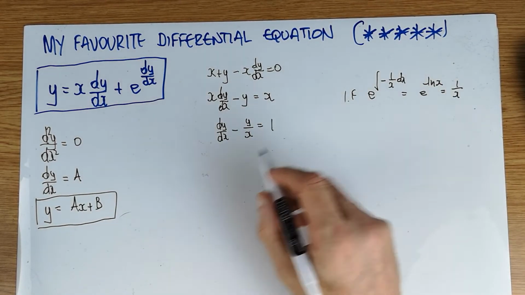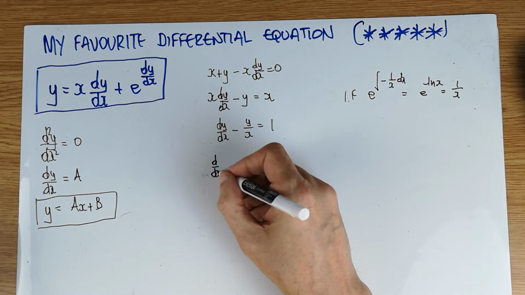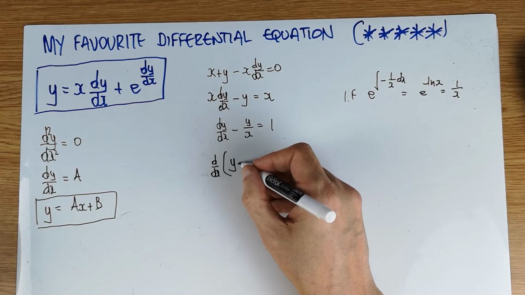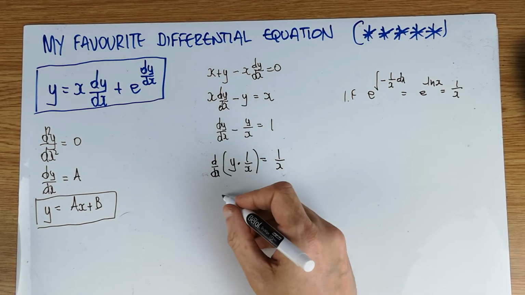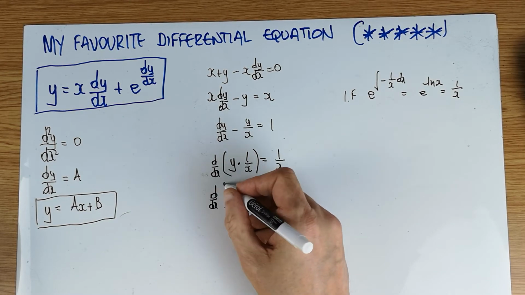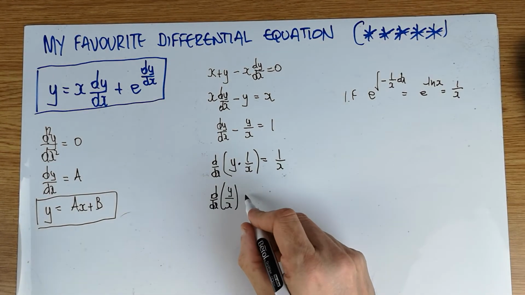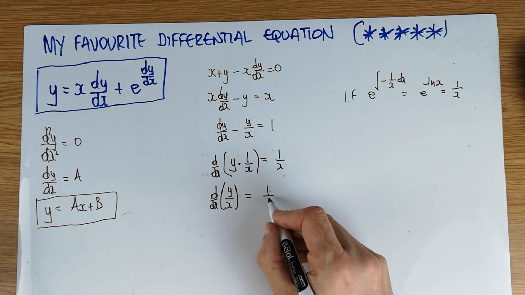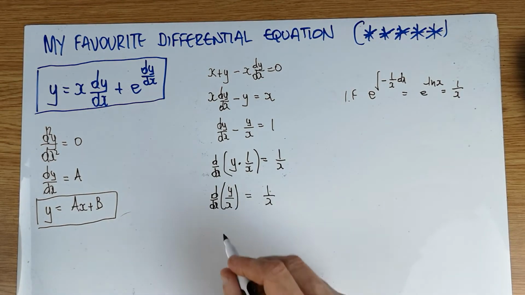So this now, if you times it by 1 over x, it becomes exact. So d by dx of y times 1 over x is equal to 1 over x, y over x. So this is all further maths. I did say, I didn't remember that this question does require, in fact, a little bit of further maths knowledge when it comes to this kind of stuff.